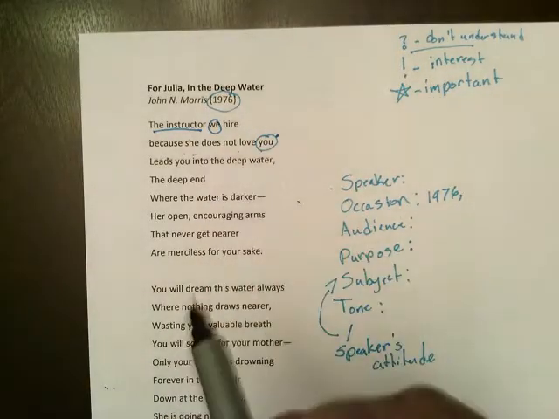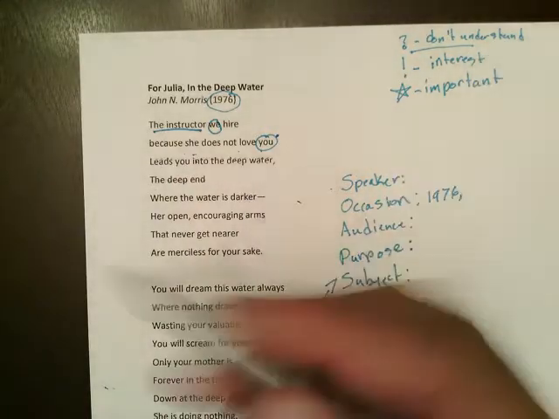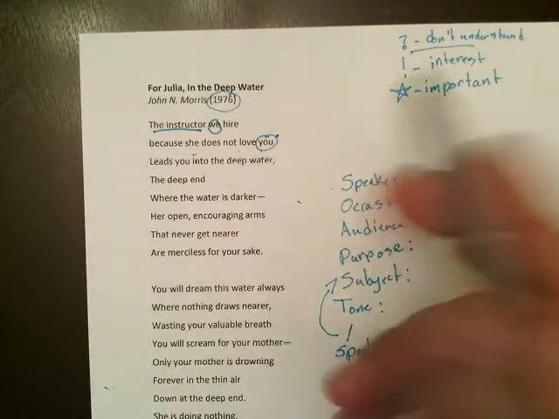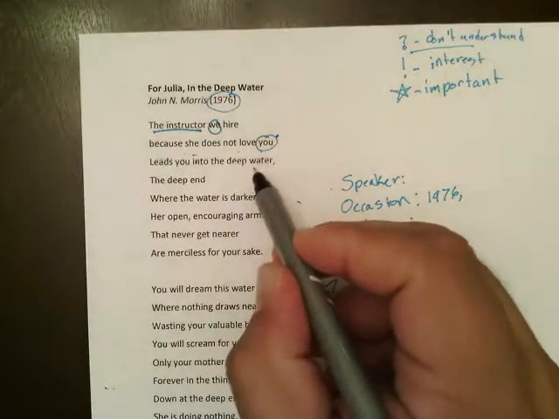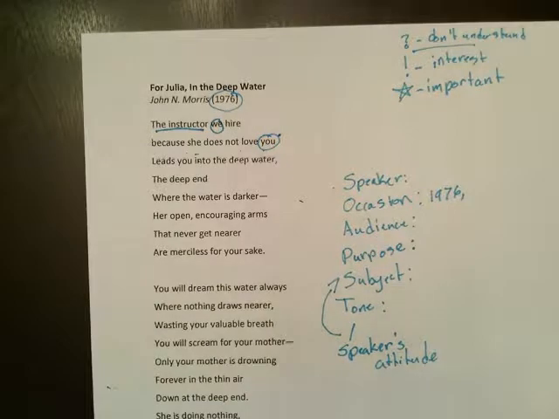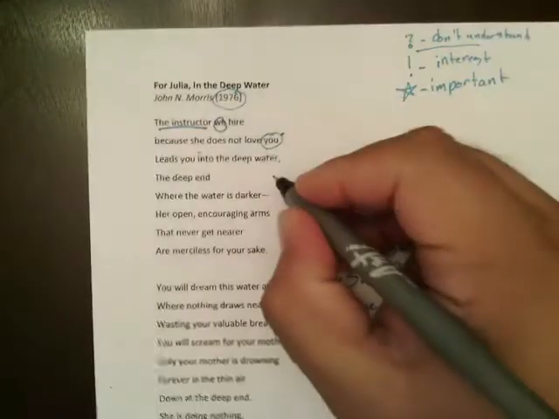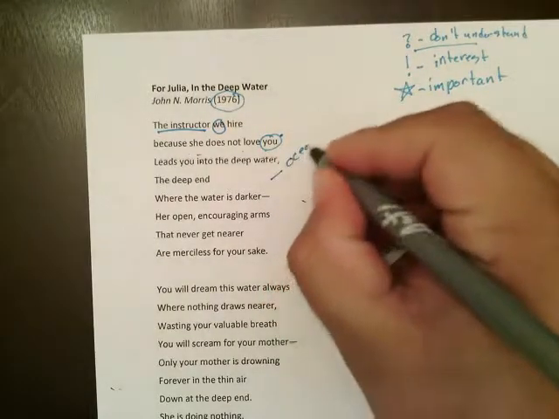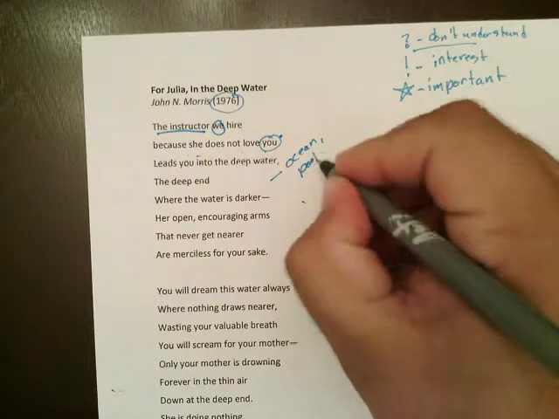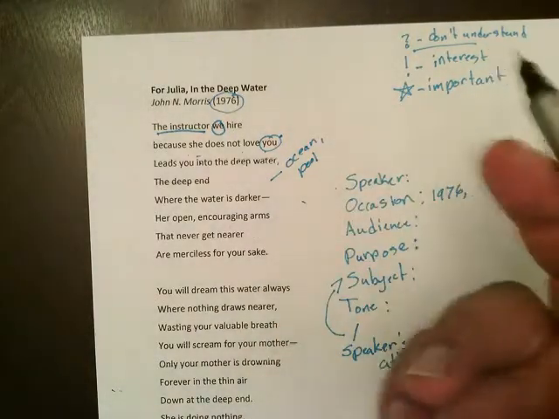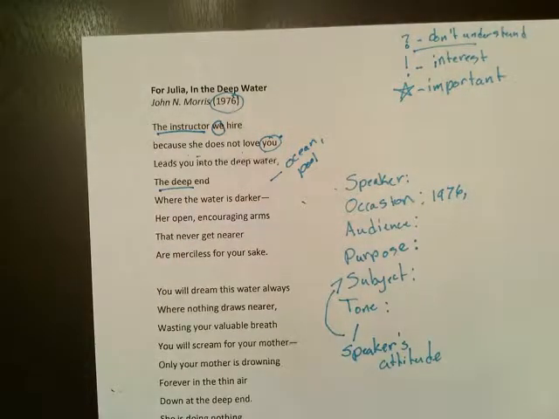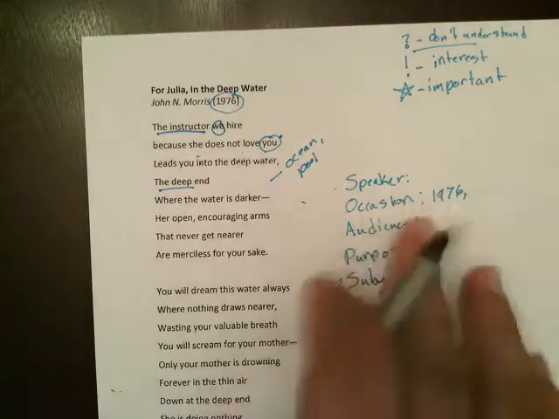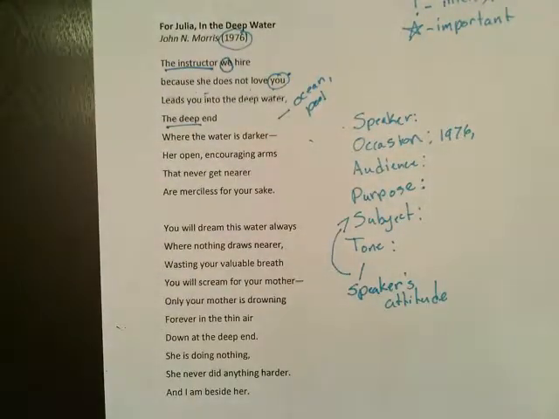Leads you into the deep water. Now, if we were doing a poetry analysis on this, a TP-CASTT, and I asked you what you think in the deep water means, that question is pertinent here too. Leads you into the deep water, the deep end where the water is darker. So this is some water imagery, maybe an ocean, maybe a pool. I tend to think this is a pool because it says the deep end. Is there a deep end of the ocean? There might be, or a swimming hole. That's possible. Where the water is darker.